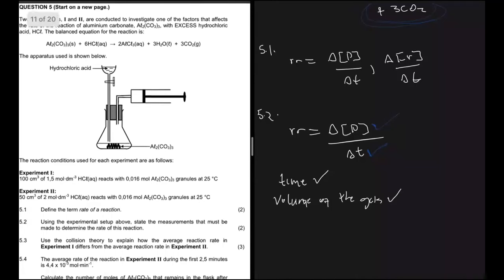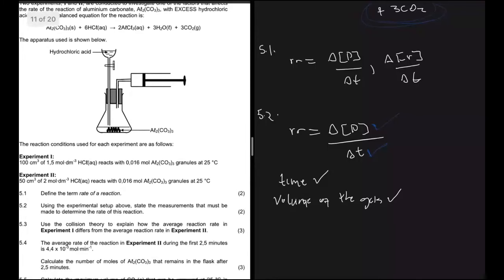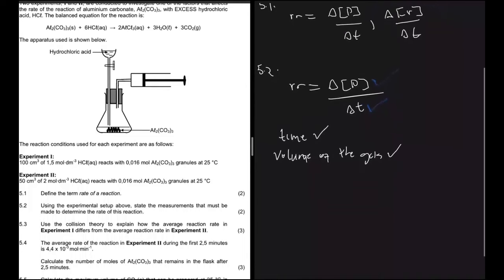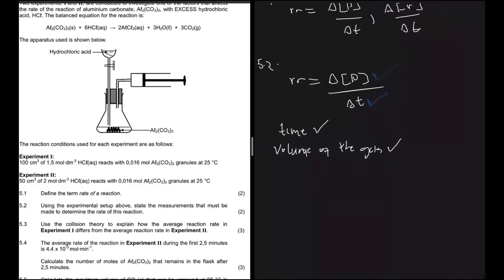Syringes usually already have markings on them that show the volume. So you just measure the time, and then the syringe will give you the volume of the gas, and then from there you can calculate the reaction rate. Let's move forward.